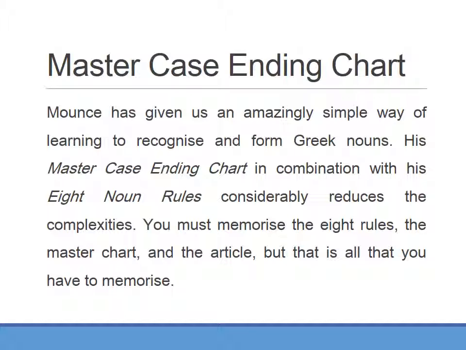Mounce has a brilliantly simple way of learning to recognize and form Greek nouns. His master case ending chart, in combination with his 8 noun rules, considerably reduces the complexities. You must memorize the 8 rules, the master chart, the article, and that is pretty much all that you're asked to memorize. From there on, we'll work on understanding what's happened in particular cases, and where there are nouns that are a little bit hard to understand, we'll analyze and break them open, and in that way you'll learn to recognize the overwhelming majority and form the various cases of them.